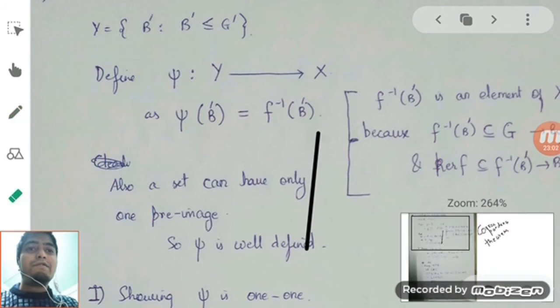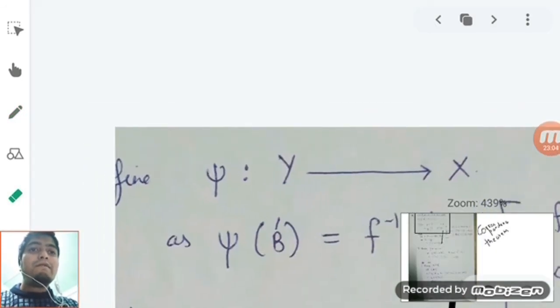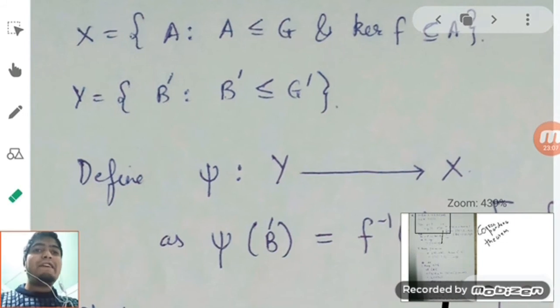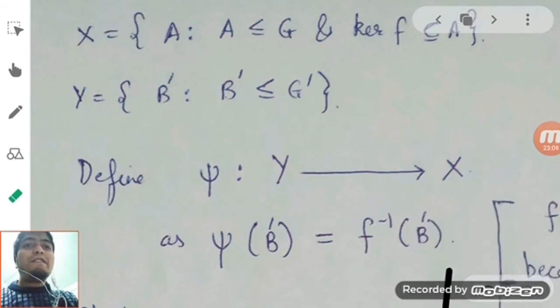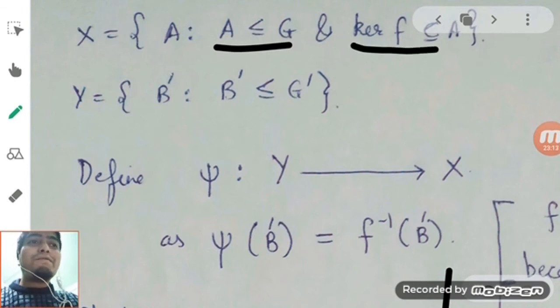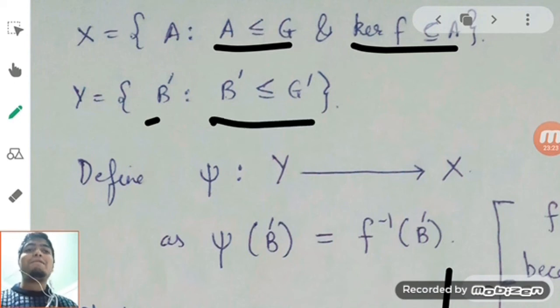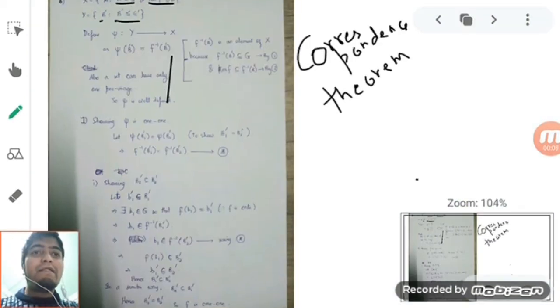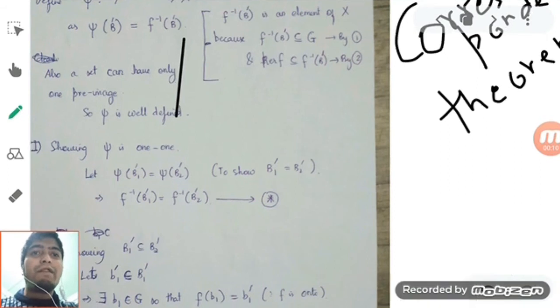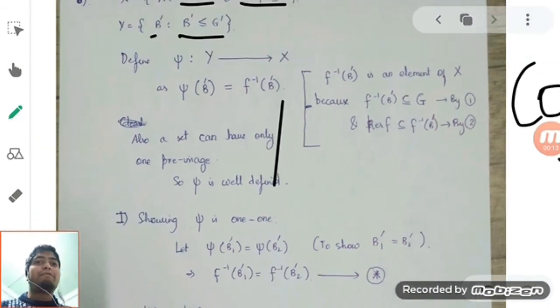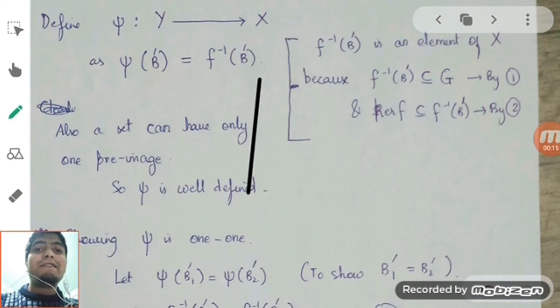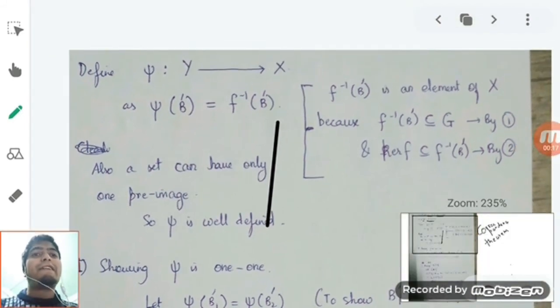Just let me zoom in. We have taken X to be the collection of all the subgroups of G that contain the kernel. And Y, you collect all the subgroups of G dash. We can find a 1-1 onto function from the set X to the set Y, or from the set Y to the set X. So how do we define it?